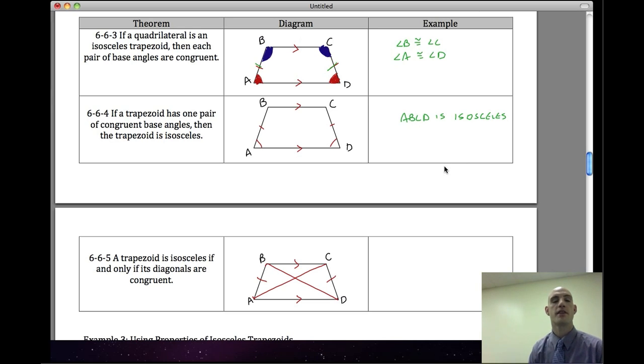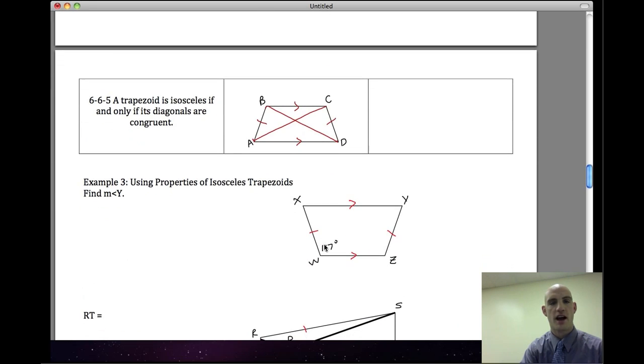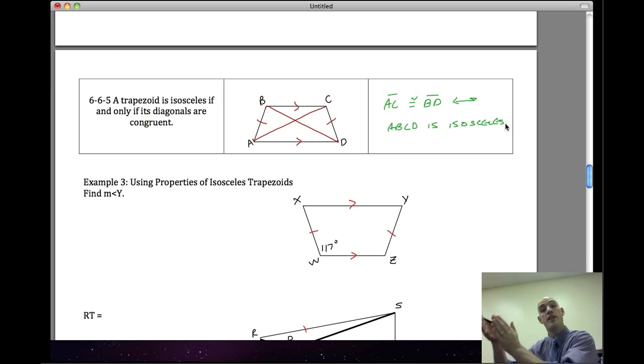Okay? The last part. A trapezoid is isosceles if and only if its diagonals are congruent. So, if AC is congruent to BD, we do the double-headed arrow because it's a biconditional. It's two conditions. So, if AC is congruent to BD, then ABCD is isosceles. But if ABCD is isosceles, then the diagonals are congruent. It works both ways. Okay?